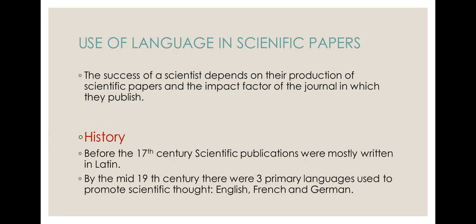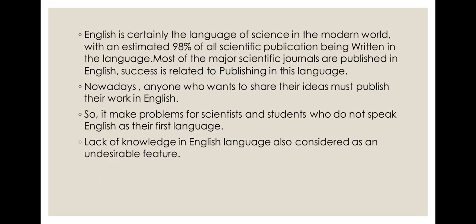Then use of language in scientific papers. The success of a scientist depends on the production of scientific papers and the impact factor of the journal in which they publish. So history: before the 17th century, scientific publications were mostly written in Latin. By the mid-19th century, there were 3 primary languages used to promote scientific thought: English, French and German. English is certainly the language of science in the modern world, with an estimated 98% of all scientific publications being written in this language. Most of the major scientific journals are published in English. Success is related to publishing in this language.